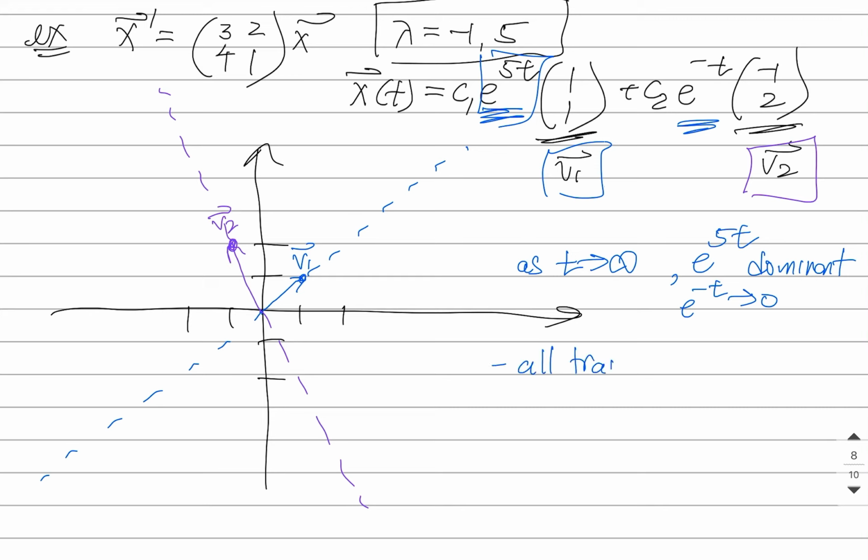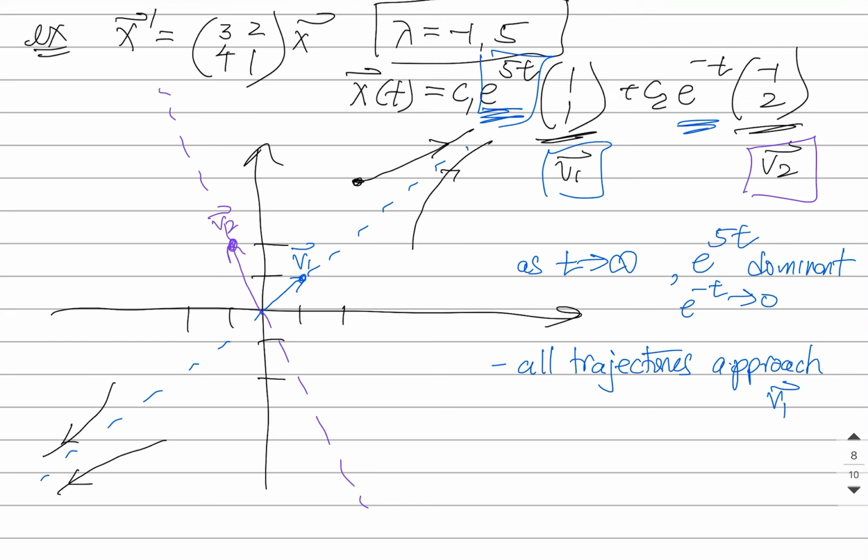All the trajectories are just going to be a very large scalar multiple of v1. So all the trajectories approach v1. So for large times, everything is going to want to get closer to the v1 eigenvector, regardless of where it starts from.